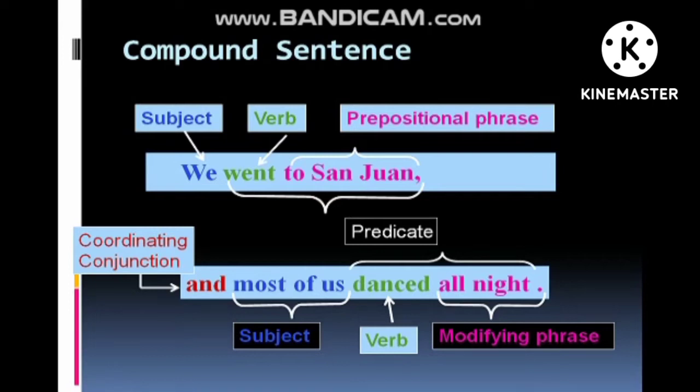What is a dependent clause? A dependent clause is a group of words that contains a subject and verb but doesn't express a complete thought. What does it mean? A dependent clause cannot be a sentence. An independent clause is a combination of at least one subject and predicate that expresses a complete thought, and we also call it a sentence.